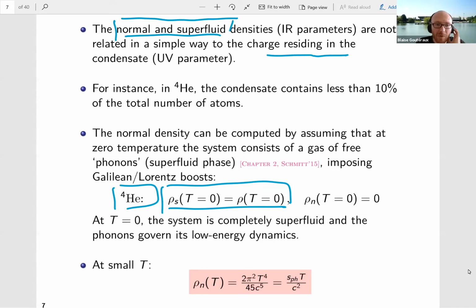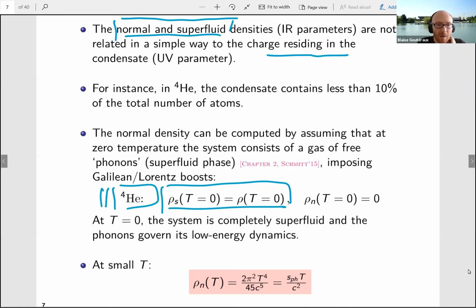One important point is that the result I'm quoting here applies for systems with only helium-4. It's also well known that if you make a mixture of helium-4 and helium-3, then this will typically be non-zero at 0 temperature. But for a system with a single species of atoms, this result is true.